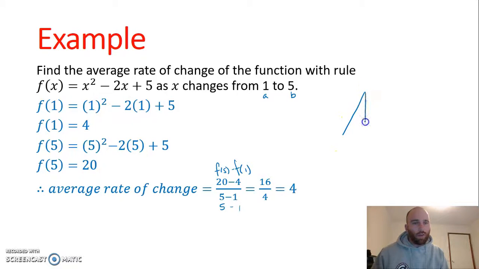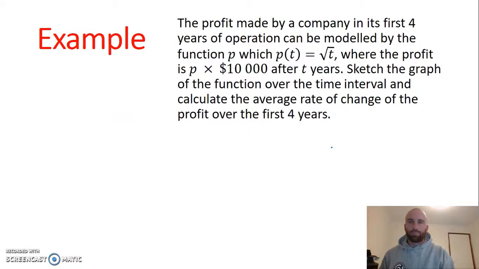How we interpret that, remember, is that for every 4 that we rise, we run 1. So every 4 that we rise is for the 1 that we run, and that is my average slope. That's connecting those two.